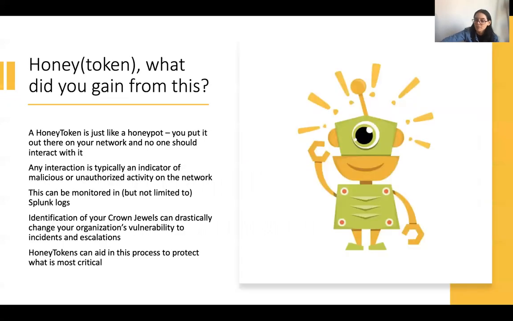So honey, what did you gain from this? A HoneyToken is just like a honeypot. You put it out there on your network and no one should interact with it. And if anyone does, watch your data and see what's going on. Any interaction is typically an indicator of malicious or unauthorized activity on your network. This can be monitored through, but not limited to, Splunk logs and other mechanisms that you so choose.